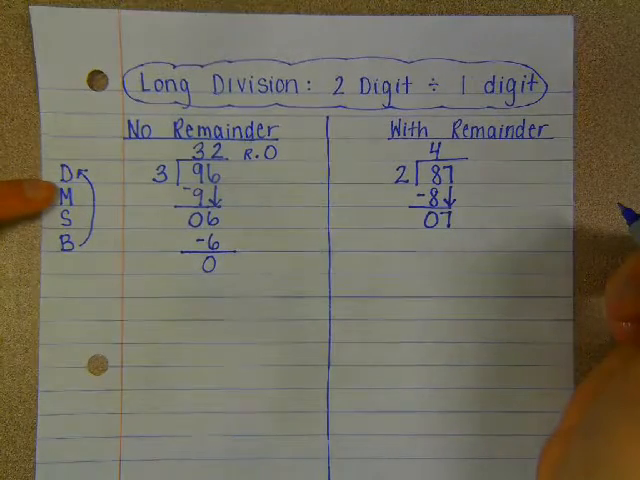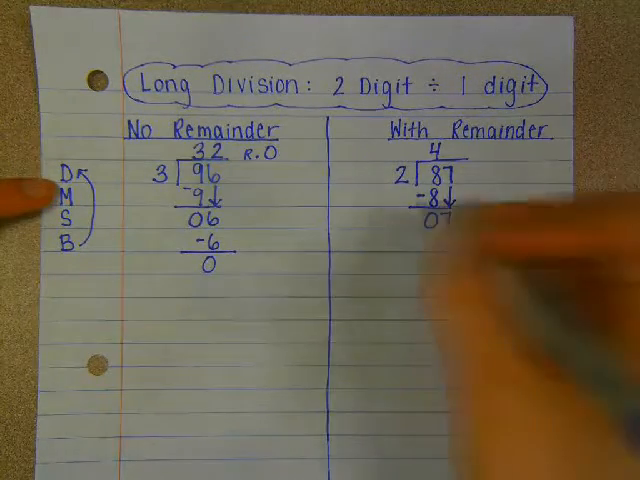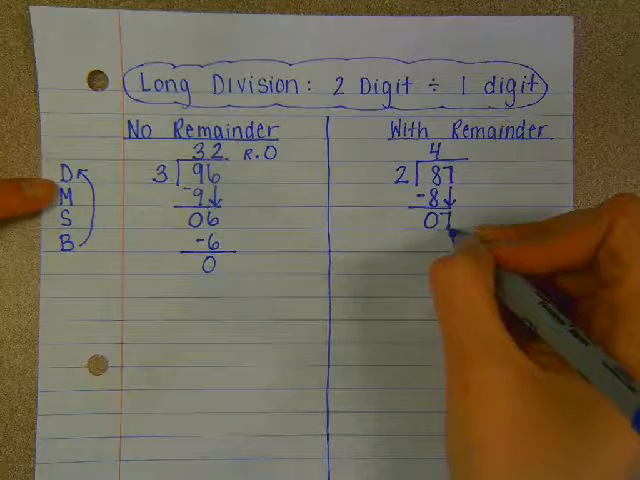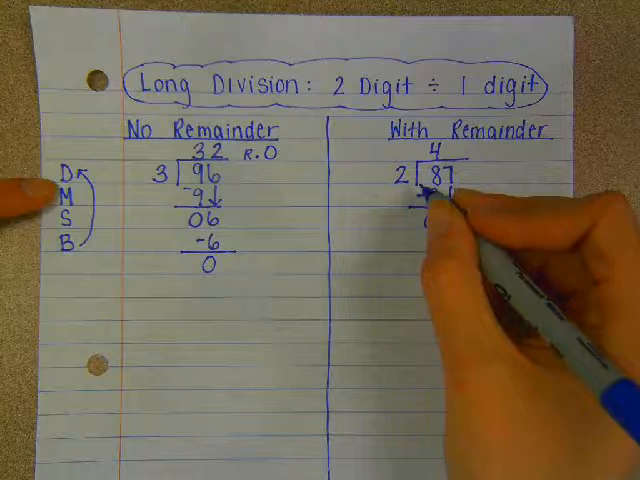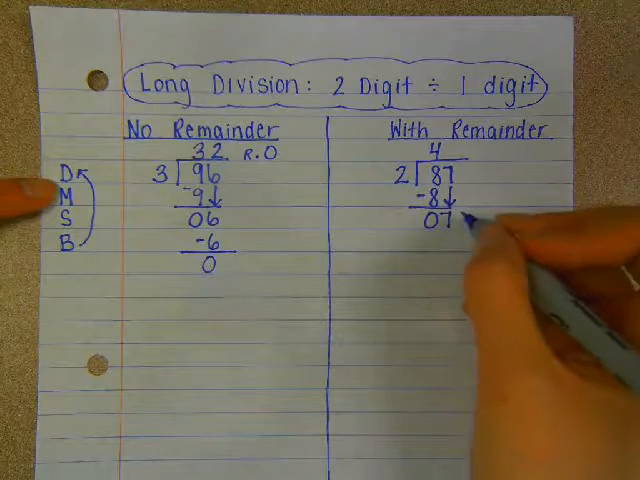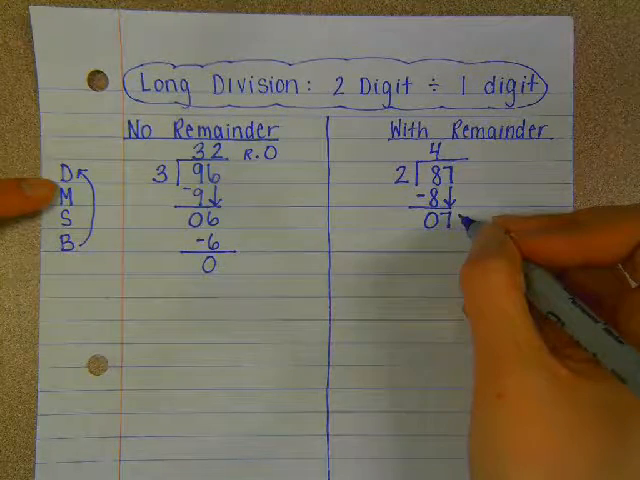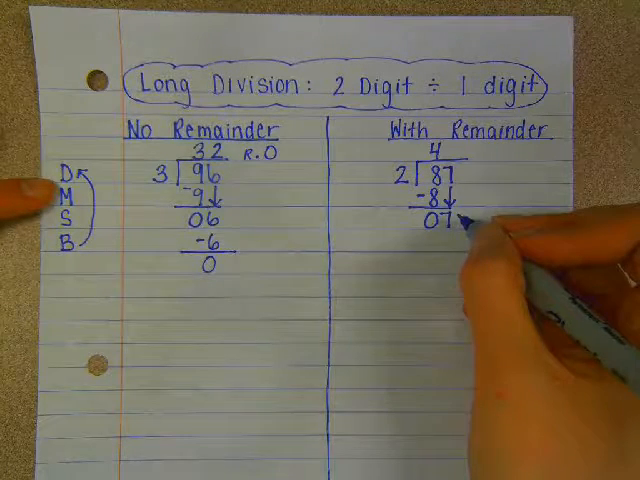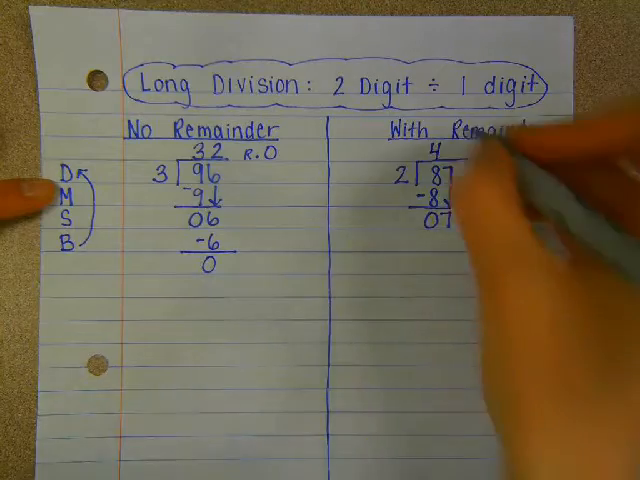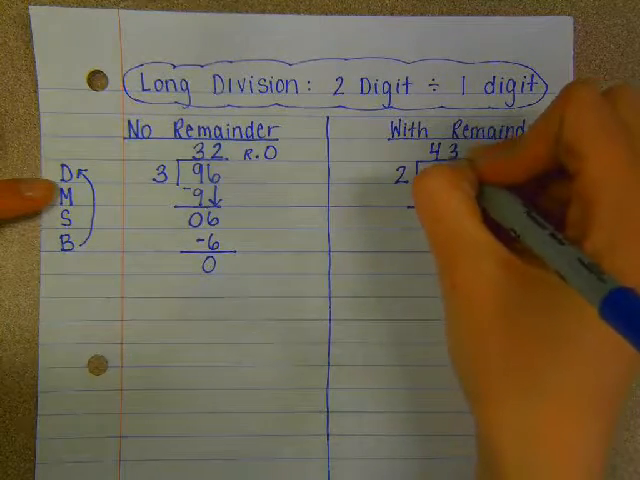So I go back up to divide. How many times can 2 go into 7? Or another way to ask it is, what is 7 divided by 2? Now I know that 2 cannot go into 7 evenly. However, I have to ask myself, how many times can 2 go into 7 without going over? I know that 2 can go into 7 3 times.